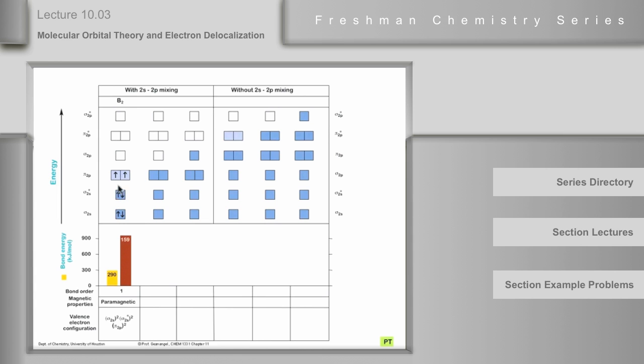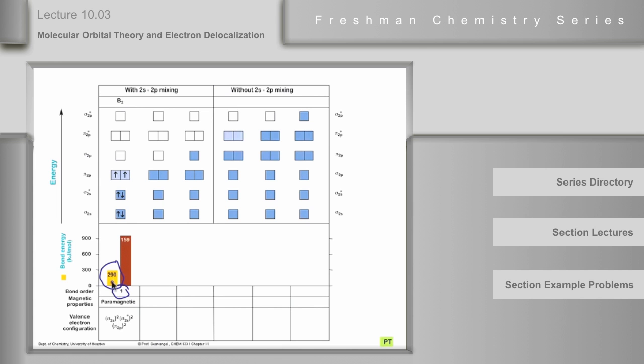First of all, the bond order for this arrangement is 1/2 of 2 plus 2 is 4, minus 2. 4 minus 2 is 2. 1/2 of that is 1. So the bond order is 1 for the B2 molecule. Now I draw your attention to the yellow graph here.